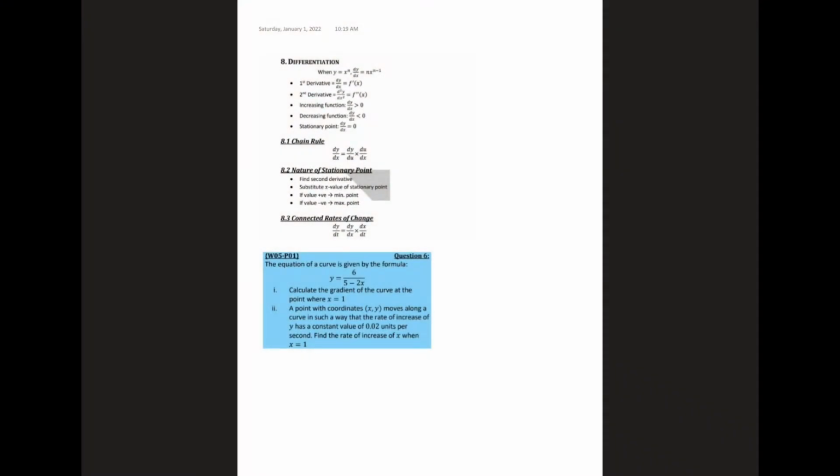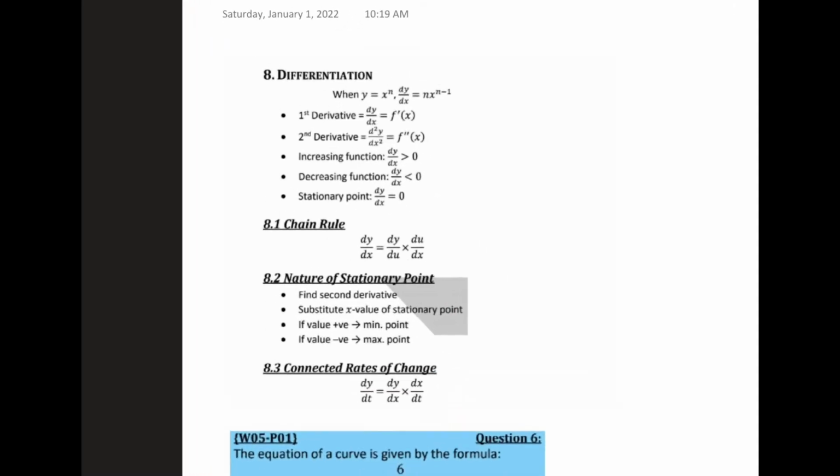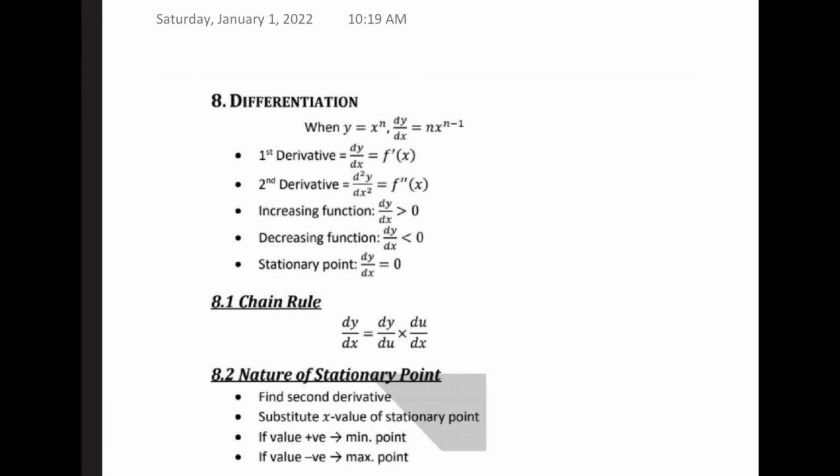So differentiation. For differentiation, first let's go through the formula. As you can see, the first one: when y equals x to the power of n, dy/dx equals nx to the power of n minus 1. So what happened here is the power n moves in front, and then the power becomes n minus 1. Okay, so that is the first formula.